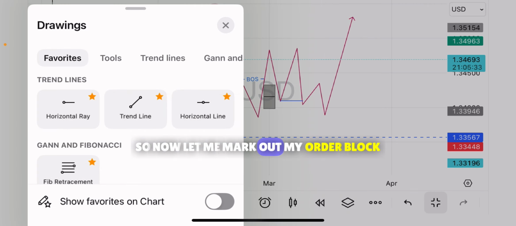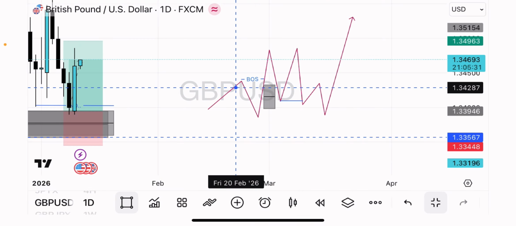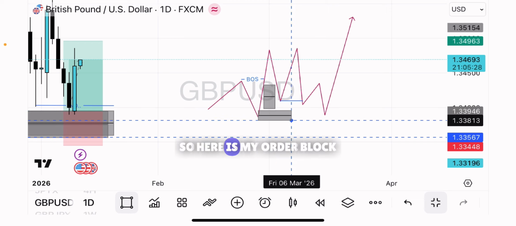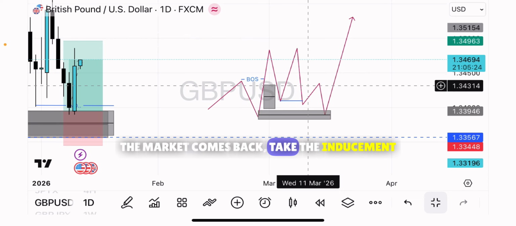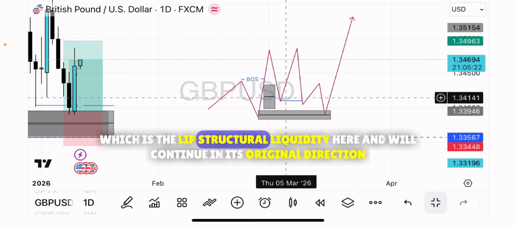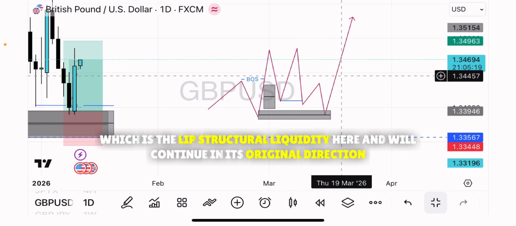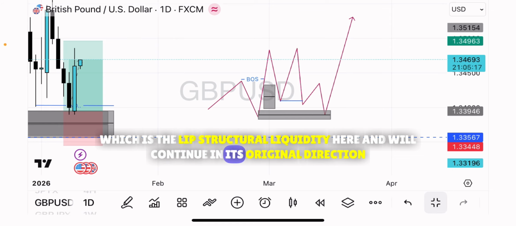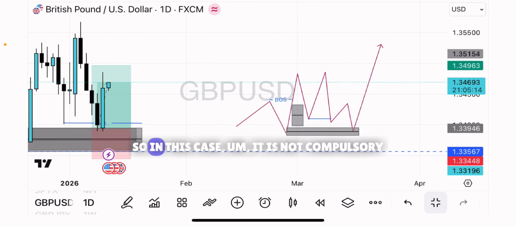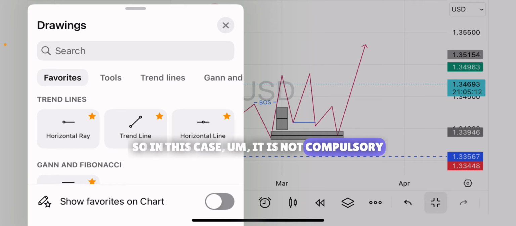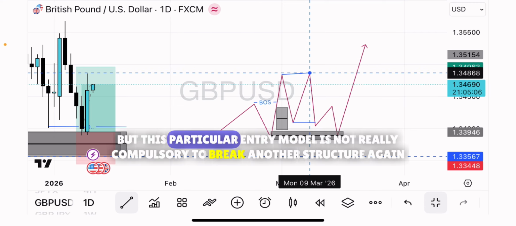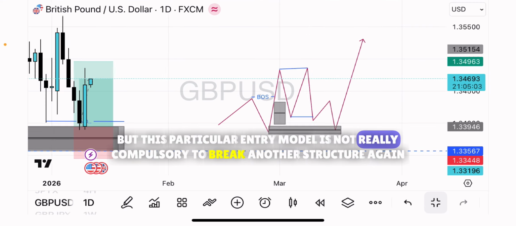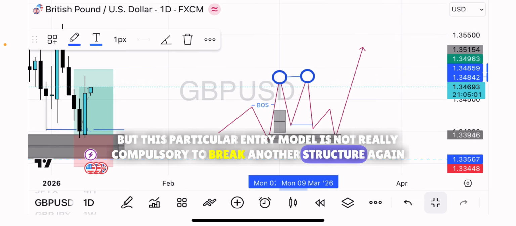So now let me mark out my order block. So here is my order block. So what does the market do? The market comes back, takes the inducement, which is the structural liquidity here, and will continue in its original direction. So in this case, it is not compulsory. In the last entry model we discussed, the market actually takes this high, but this particular entry model is not really compulsory to break another structure again.